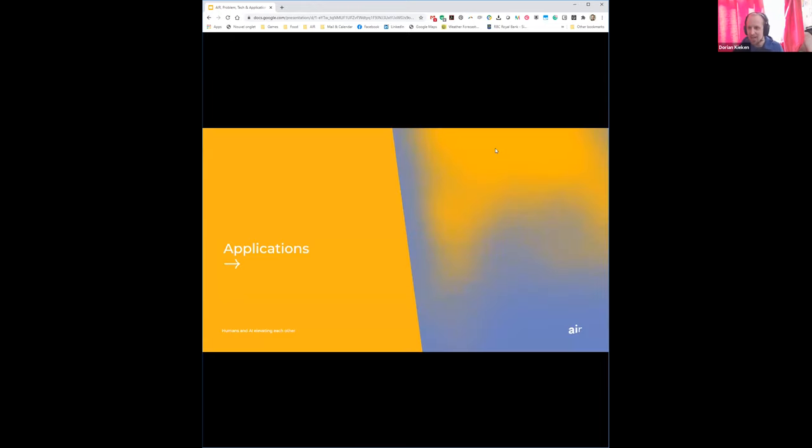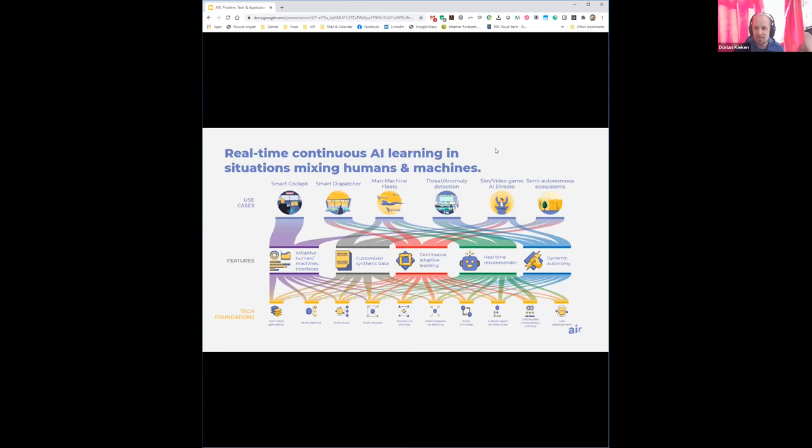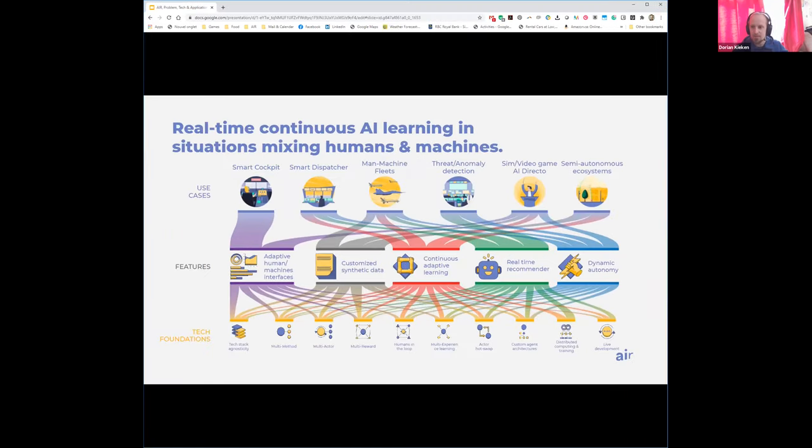So what are exactly the applications of a technology like this? This is a really ugly graph, but it tries to give you a bit of an idea of what it enables. Thanks to the tech foundation, there are really five types of features we can do. The first one is human machine interfaces that naturally adapt. This is a really good use case of human-in-the-loop RL. Doing customized synthetic data, that's another thing that we can easily create through simulation. Having a continuous and adaptive learning real-time recommender, and finally, like I mentioned, with the case of cognitive load, dynamic autonomy.